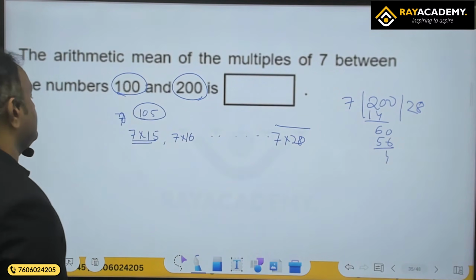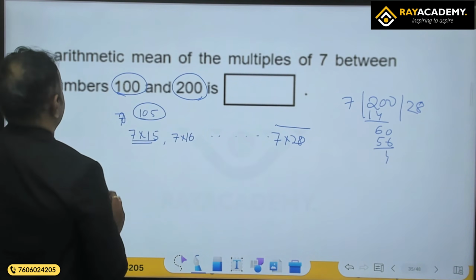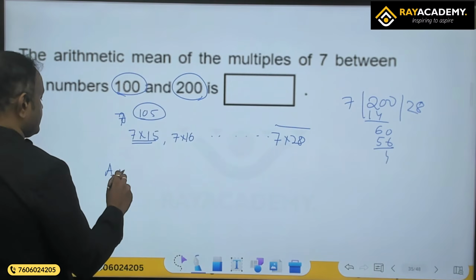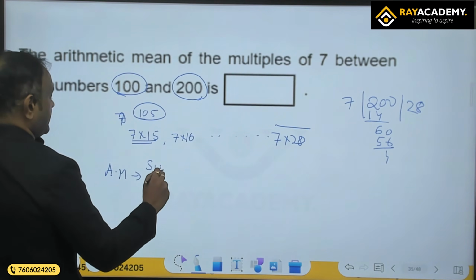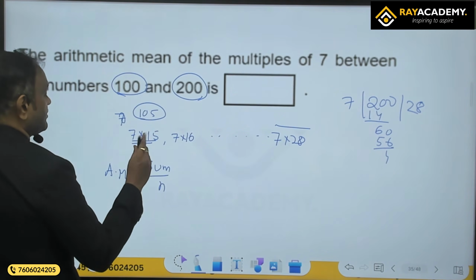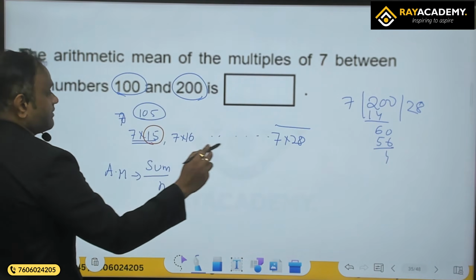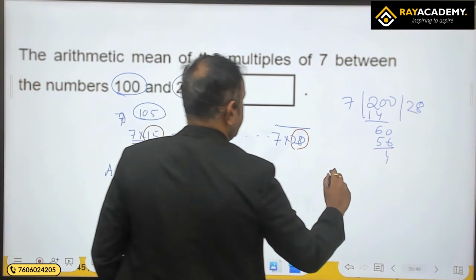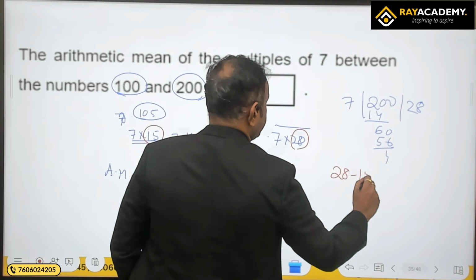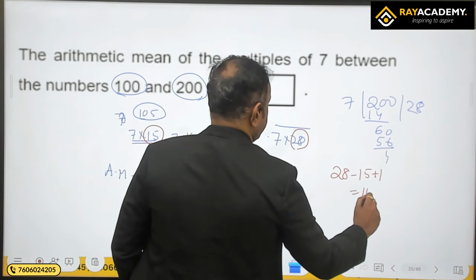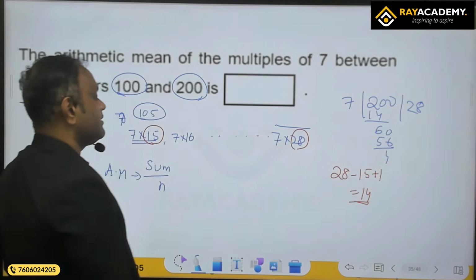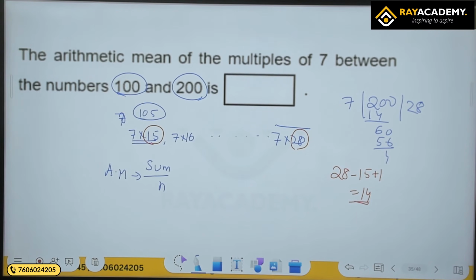Okay, now what will the arithmetic mean be? First find the sum, then divide by n. But how many numbers are there? Starting from 15 to 28. So the count will be 28 minus 15 plus 1. So that is 14. Always don't forget this plus 1. In counting, always add 1: extreme minus the initial number plus 1. Otherwise the counting will go wrong.